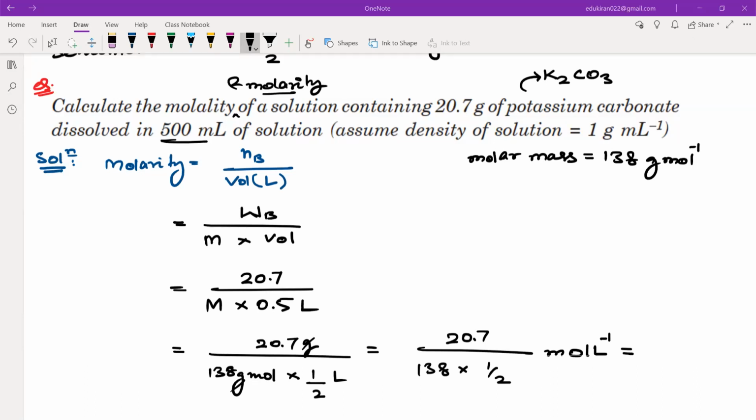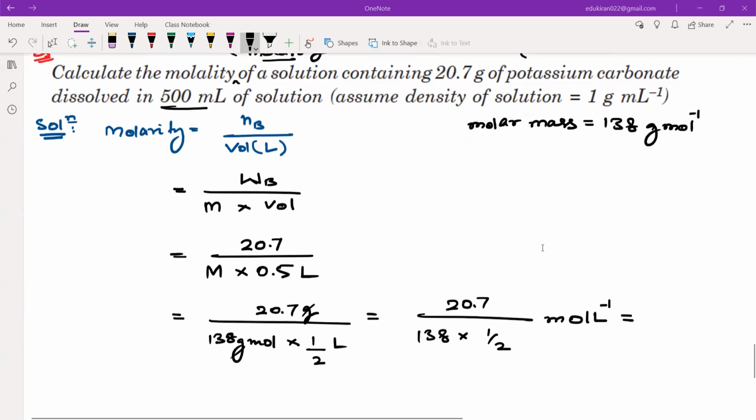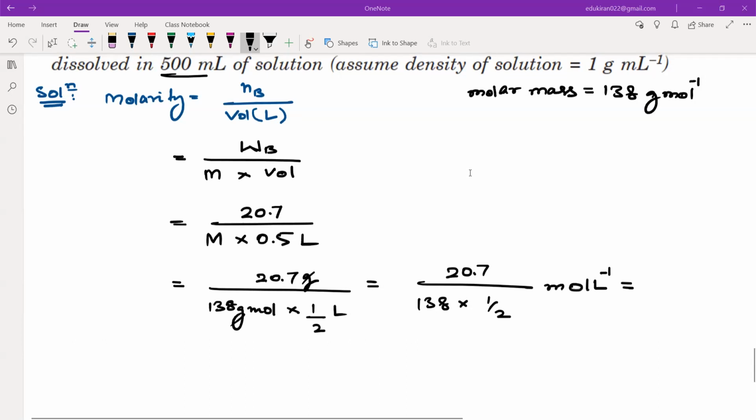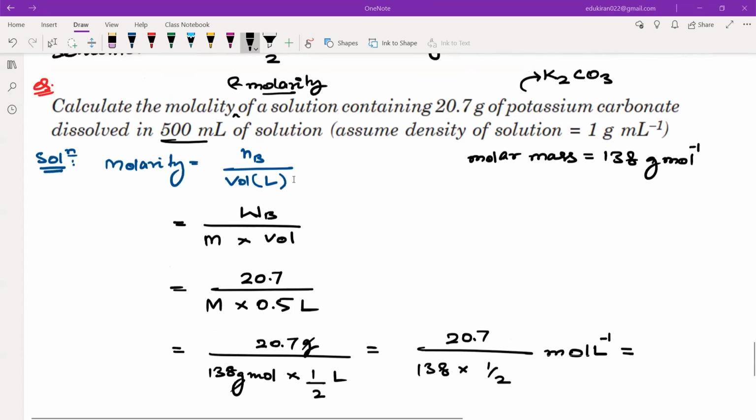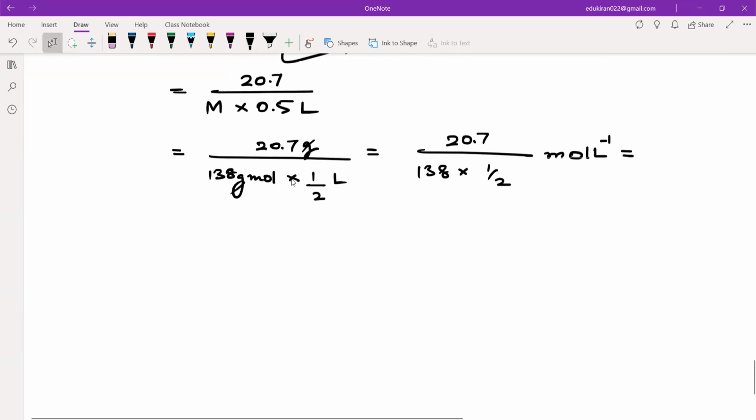Seham, what did you do? Please turn the mic on. Yes, sir. Tell me how you did this. I didn't get it. You did not get it? Which part? The calculation one. Up to here you understood? After that, calculation is something to do, not something to understand. 20.7 divided by 138, you can divide by 2, right? How much will it be? Can we cancel like this? Yes or no, tell me.